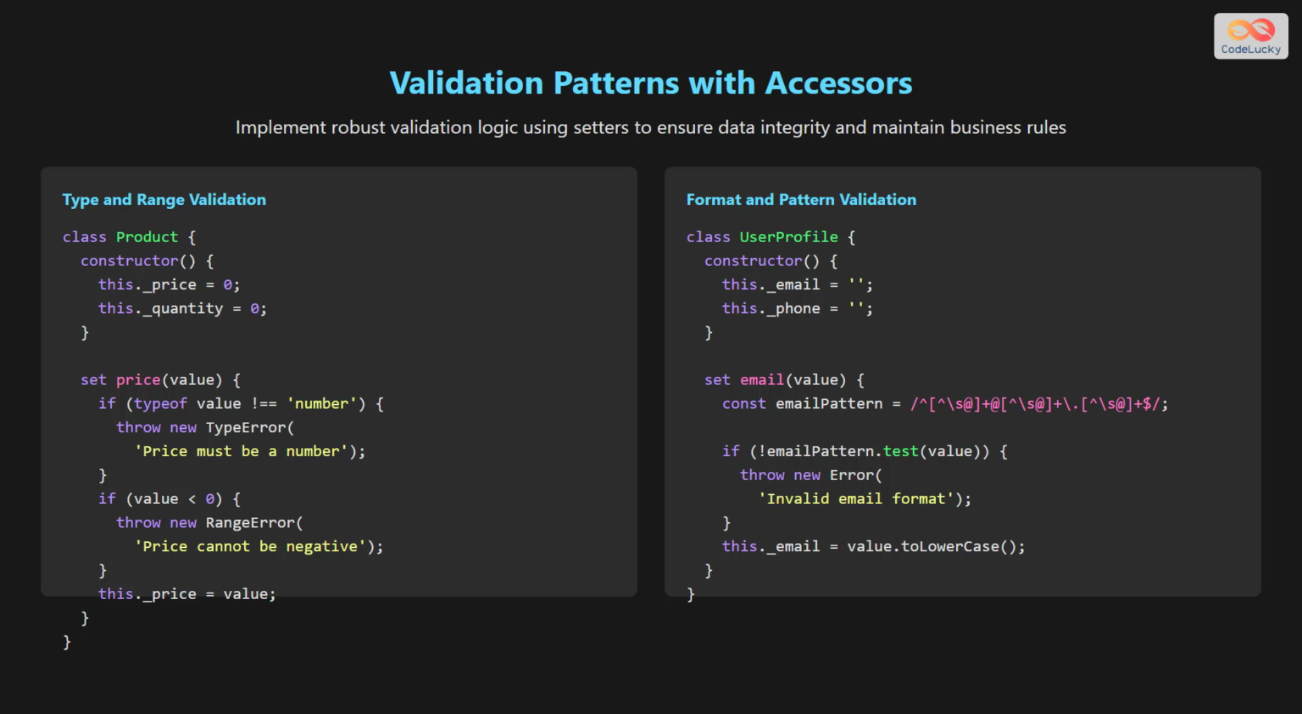Next, we have format and pattern validation. Here, a setter is defined for the email property to validate the format of the value using a regular expression. If the value does not match the format, an error will be thrown.